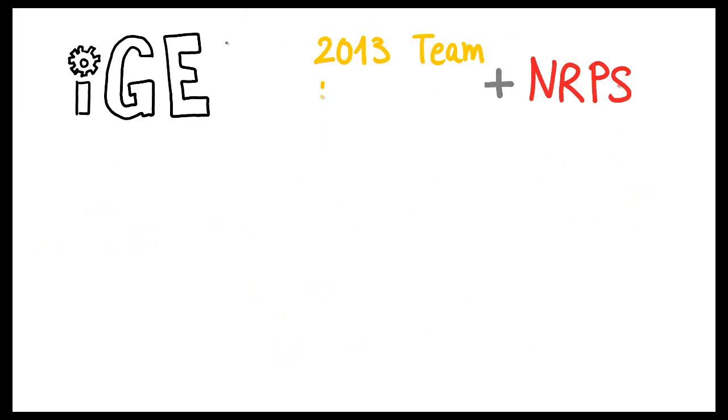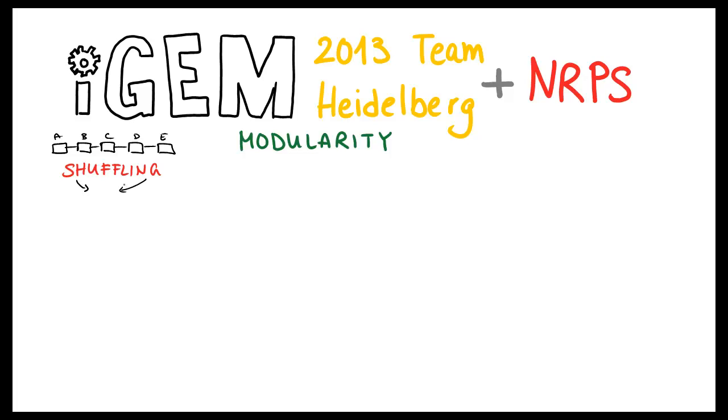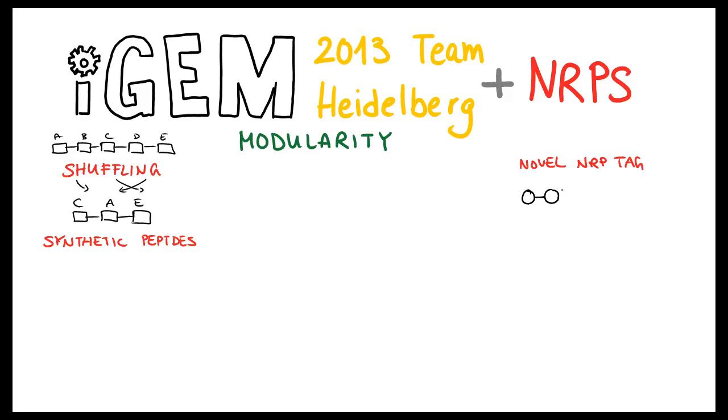We spent the summer investigating the flexibility of NRPS to introduce this novel system into the iGEM community. We were able to produce synthetic peptides by shuffling different modules and found a simple way of tagging the short peptides with a blue pigment. This new tagging system makes high throughput possible.